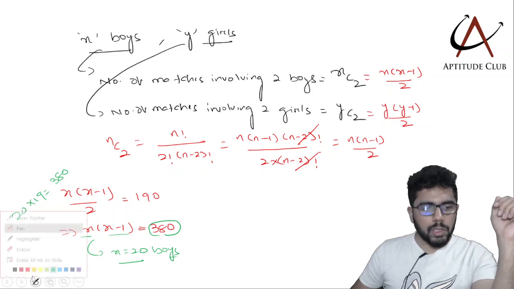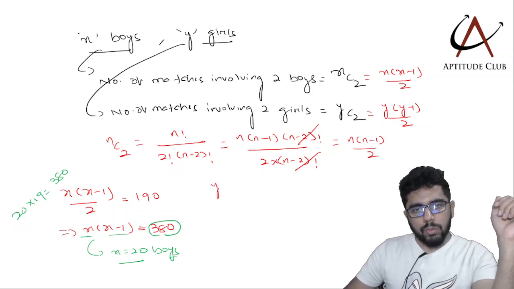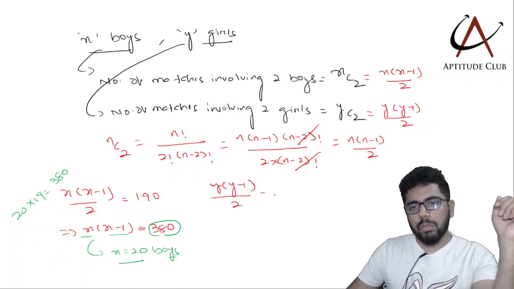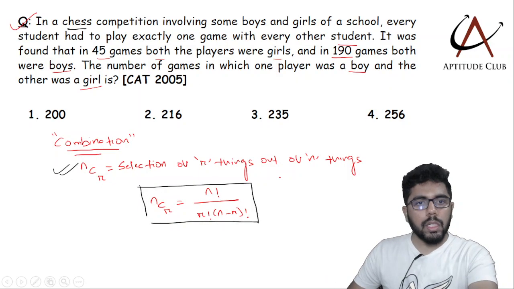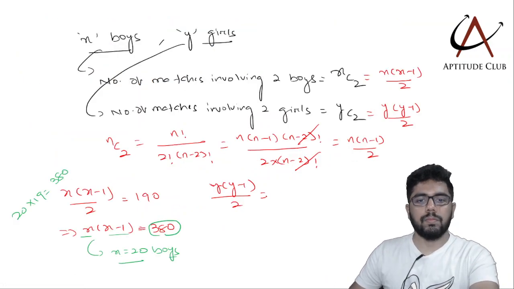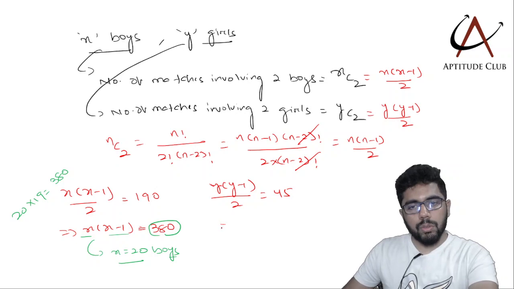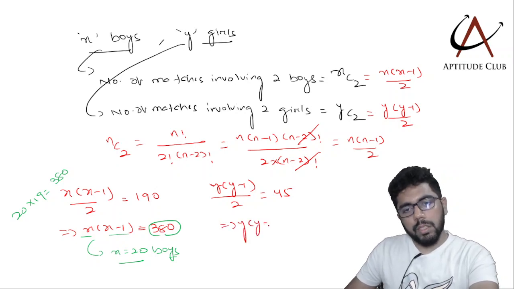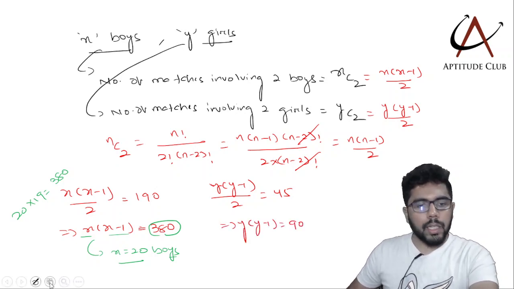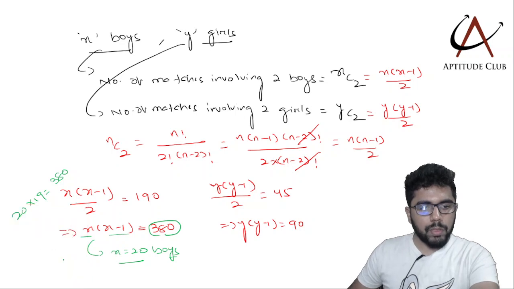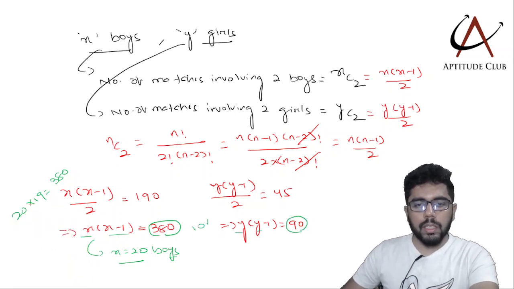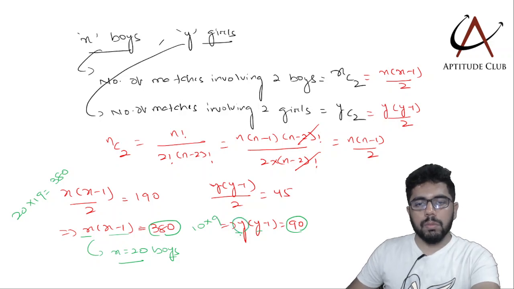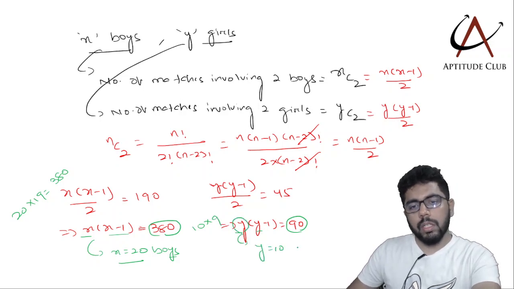Using a similar logic, y into y minus 1 by 2, the number of matches in which both the players were girls, is 45. So I can write y into y minus 1 is equal to 90. Again, following the same logic, I have to figure out two consecutive integers whose product is 90. So I can write it as 10 into 9, which gives me y is equal to 10 girls.